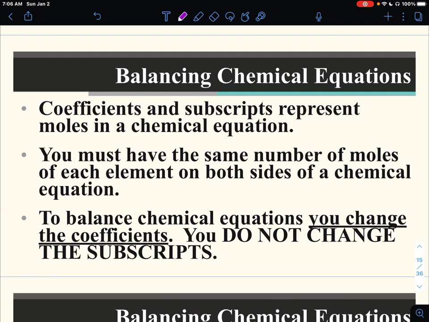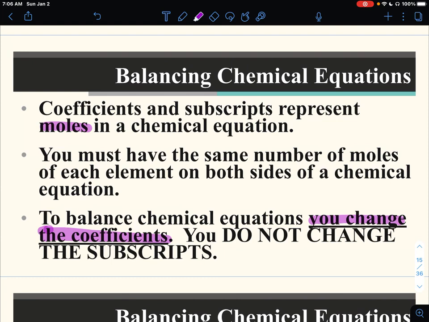So coefficients and subscripts in a reaction are going to represent moles, and you have to have the same number of moles of each element on both sides of the chemical equation. Okay, now to do that, you change the coefficients. You cannot change the formulas, the subscripts. Remember, you already wrote formulas. You know that that comes from the charges of the atoms, right? You know that those subscripts are crisscross, they come from the charges.